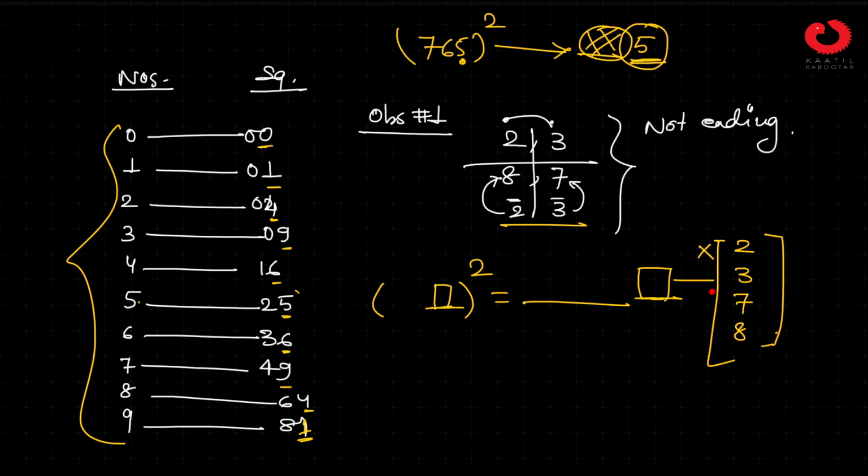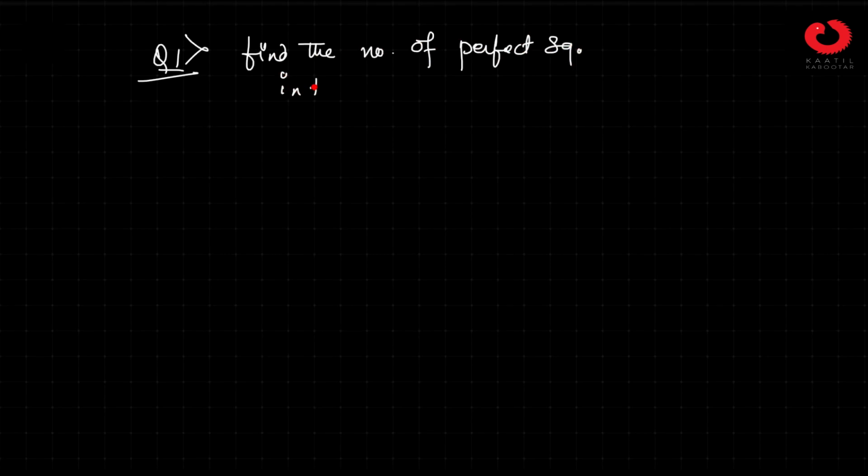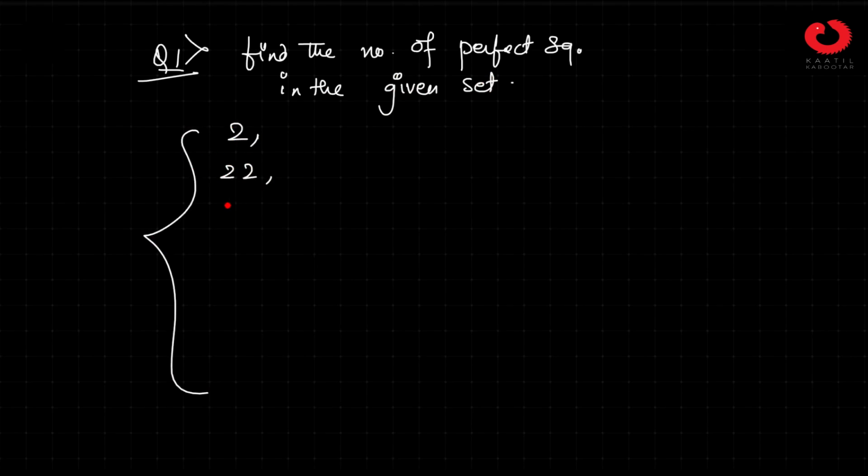So how will it help us? Let us see some questions. The first question: find the number of perfect squares in the given set. Your set's first element is 2, 2, the second element is 2, 2, 2, the third element is 2, 2, 2, 2, and so on till 2, 2, 2, n times. So this is the first element, this is the second element, third element, up to the nth element.